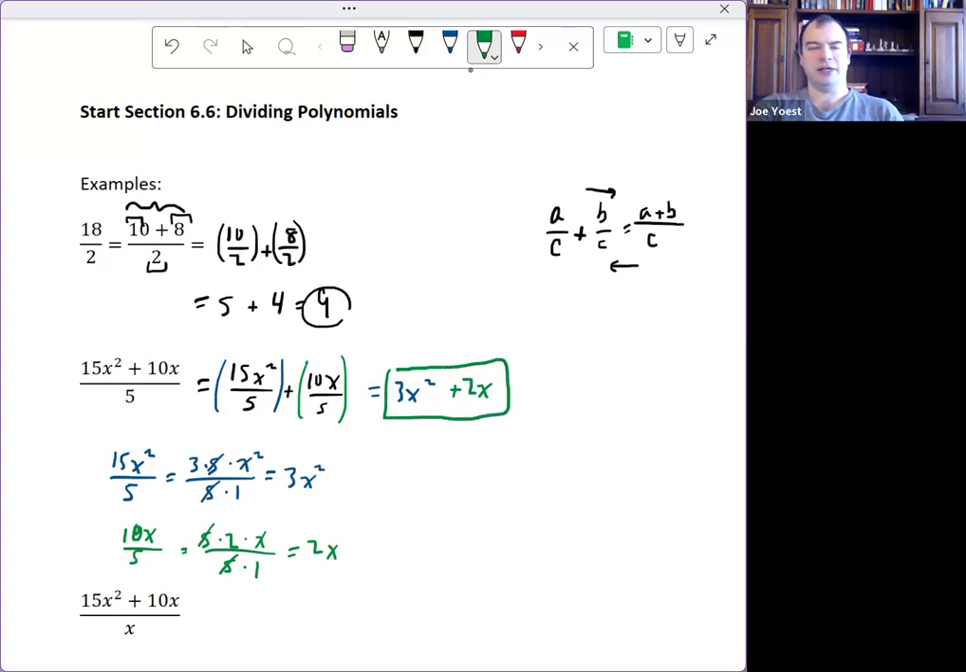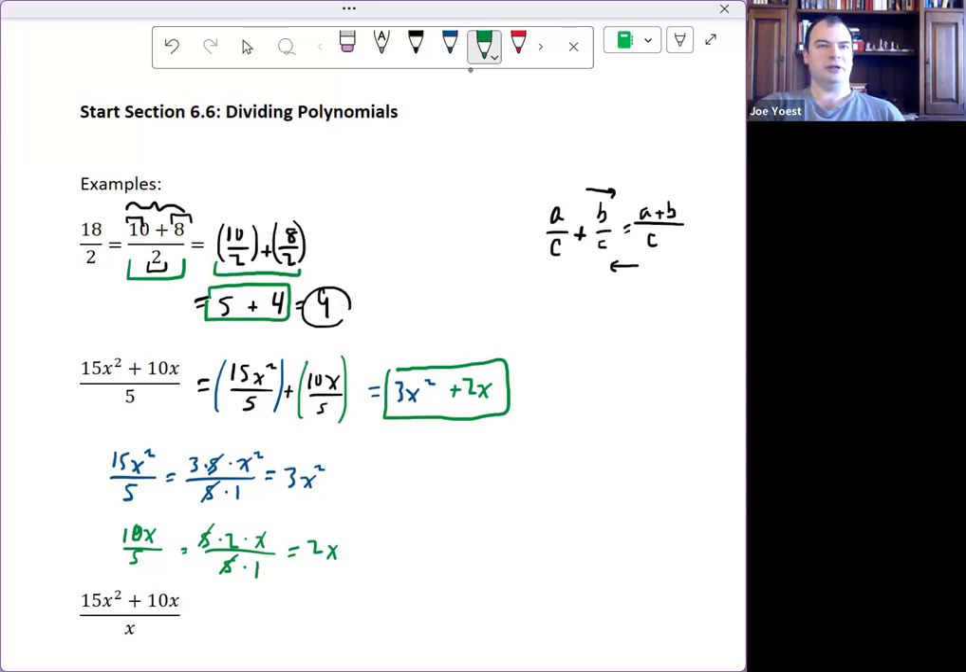Now, at this point, I don't have like terms. I can't combine anything back together. But we can kind of see how here's where we started. This was our intermediate step. And then our final answer just kind of ended here.